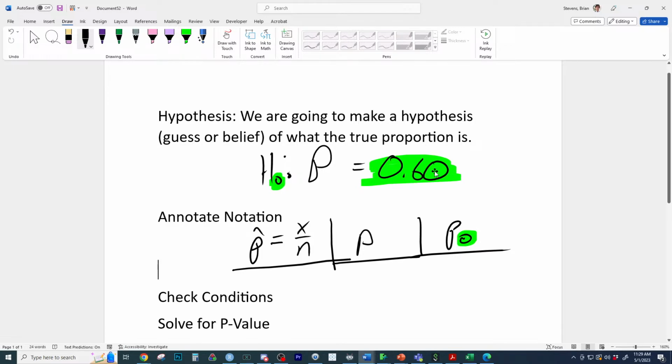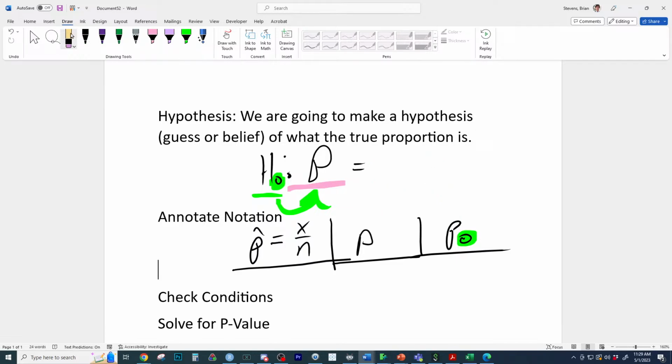Does that make more sense, Janelle, right there? P right here is the true proportion of people who like pepperoni. And this is my null hypothesis, that I currently believe the true proportion of people who like pepperoni is equal to my belief of 60%. The belief is what you claim to be true for the truth. So that's p naught. This value in green right here is p naught. Just to make it clear, that is p naught.